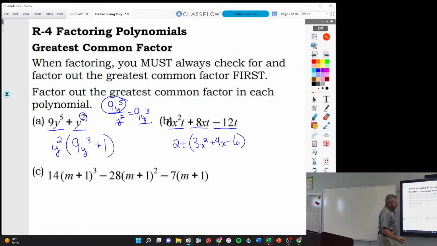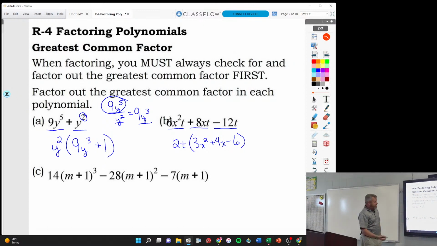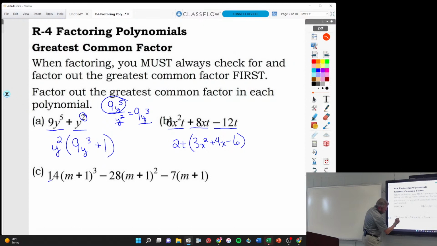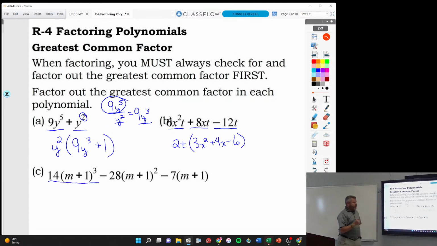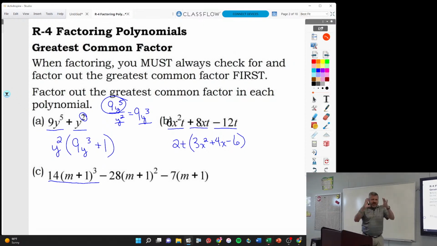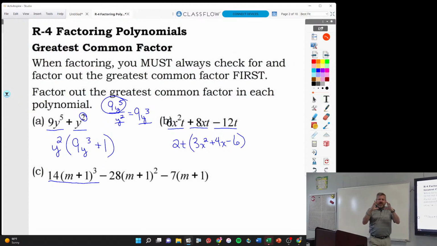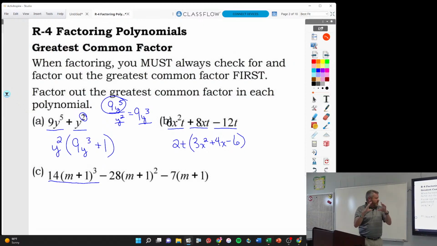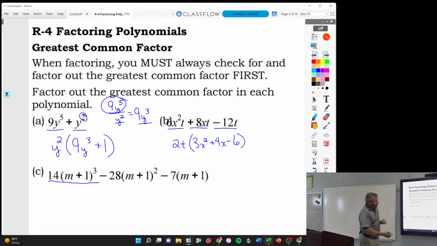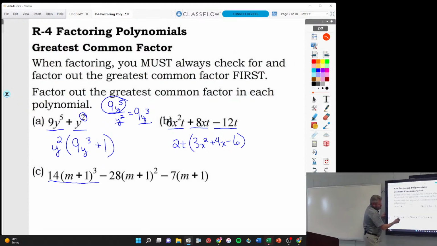Part C steps it up a little bit. Here I only have 3 terms. And again, terms are separated by either adding or subtracting. If you'll notice, this first term is 14 times this m plus 1 to the third power. So that m plus 1 is one thing. It's a variable in itself. That's not 2 separate terms there. Even though there's a plus inside that m plus 1, the 14 is multiplied by m plus 1 cubed. Therefore, this is only one term.